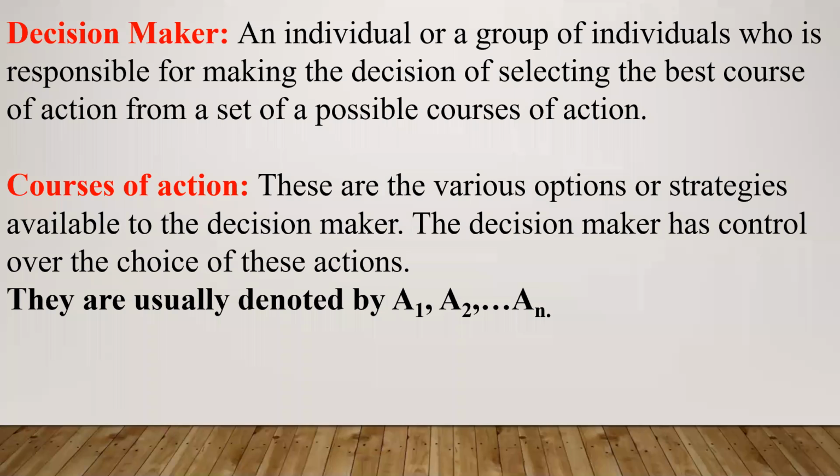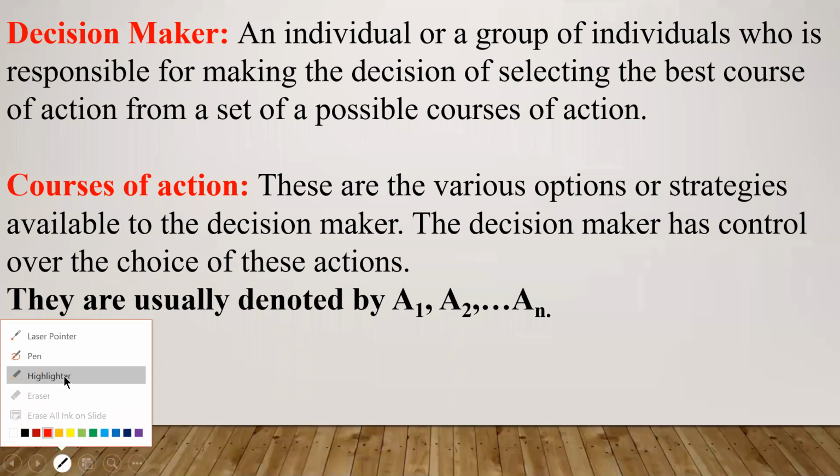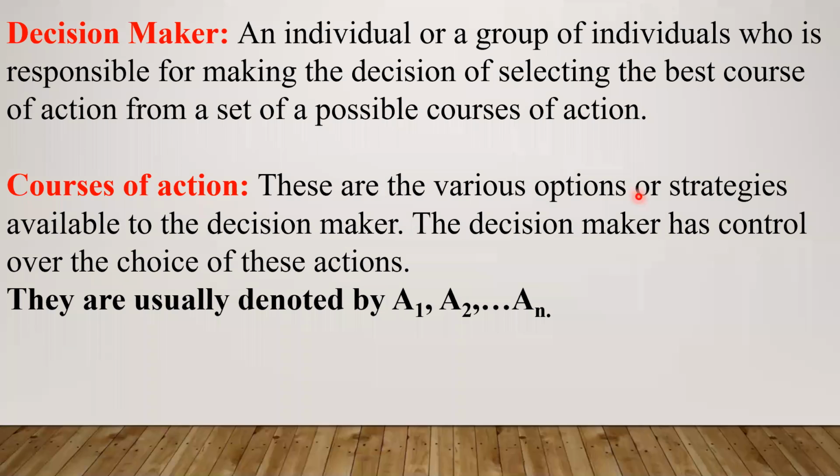So, decision maker. Decision maker is an individual or a group of persons who are responsible for taking the decision. Course of action. These are the various options or strategies available to the decision maker, out of which he has to select the one. They are usually denoted by A1, A2, A3, AN.